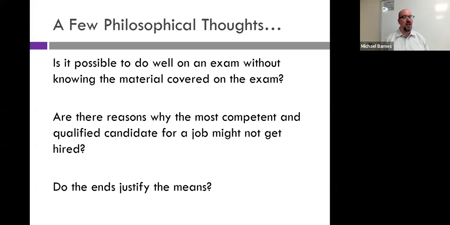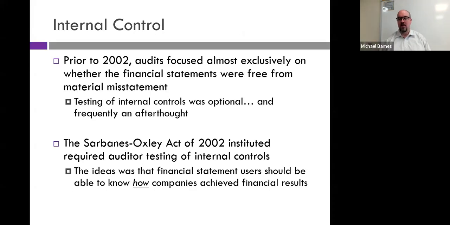How is this even relevant to auditing? The answer has something to do with the Sarbanes-Oxley Act. Prior to 2002, audits focused exclusively on whether financial statements were free from material misstatements. Testing of internal controls was optional and frequently an afterthought. So they didn't care if the controls worked or not. They just basically said, we want the end result to be correct. After the Sarbanes-Oxley Act was passed, they instituted auditor testing of internal controls. So now we want to know not just what the results are, but how the client achieved those results.